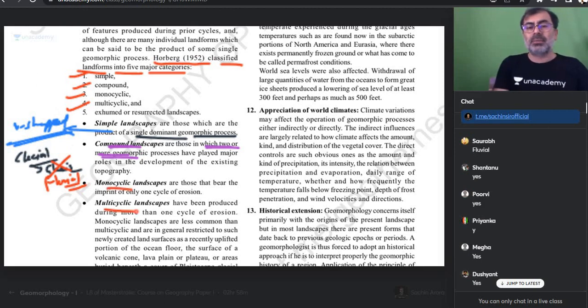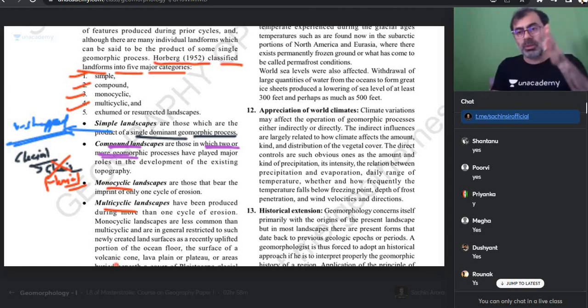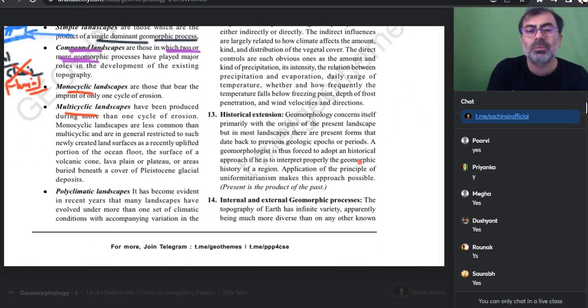Monocyclic and polycyclic. अभी क्या होता है? Davis की एक cycle होती है, youth, mature, senile. So he says one at a time. You take birth as youth, mature, and senile. Multicyclic says you are youth, mature, and in between you turn again youth. So that is multicyclic. I'll tell you how does it happen. But अभी इसको सिर्फ पढ़ लेना.